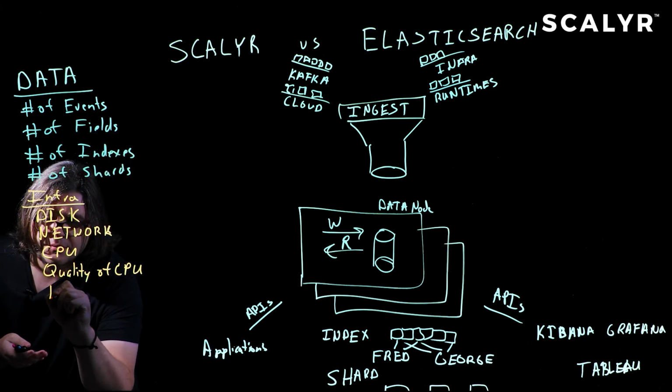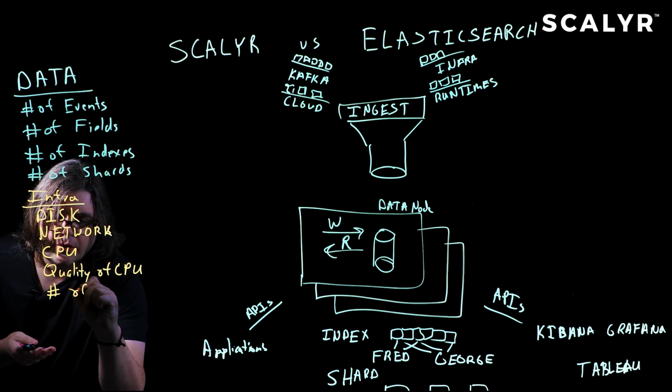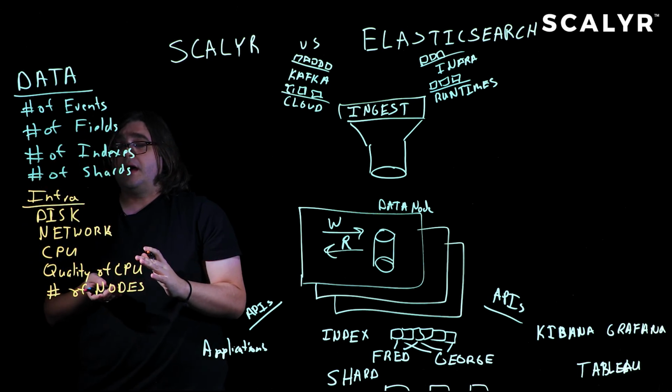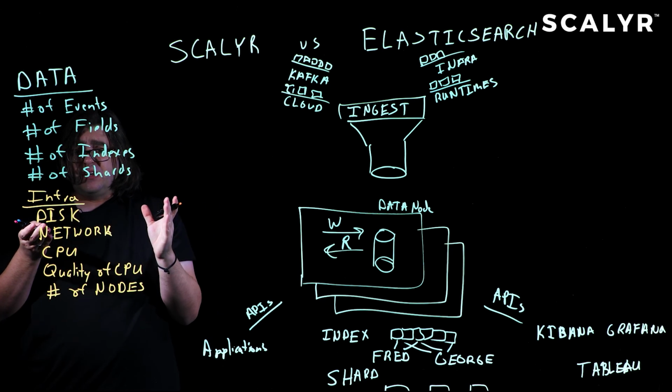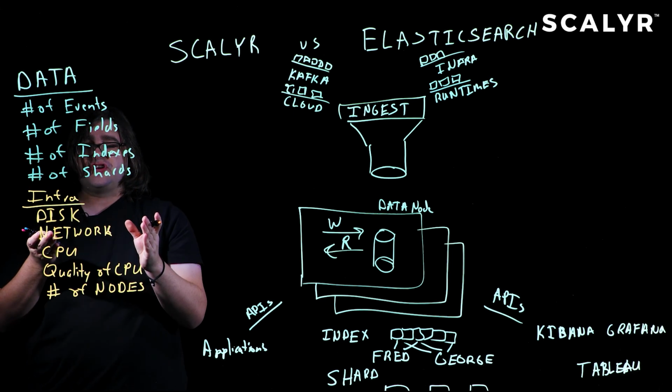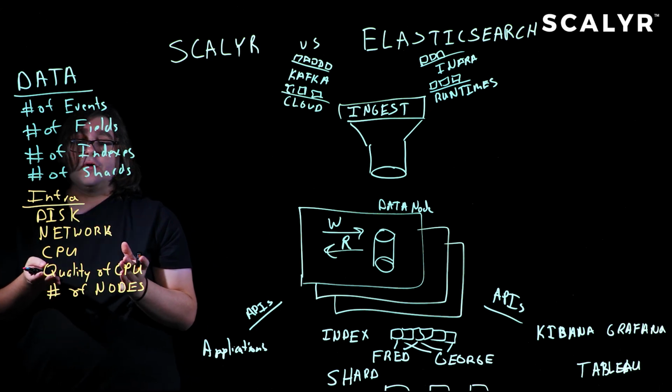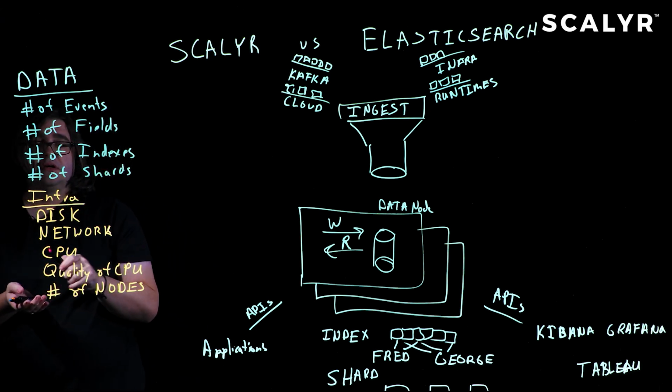And then finally, we have our number of nodes and how we write into the cluster. Because essentially, if you have data coming in, you're dividing it into shards. If you send all of those shards to one single node, that node's going to get overloaded, and you're not going to be able to write to it.